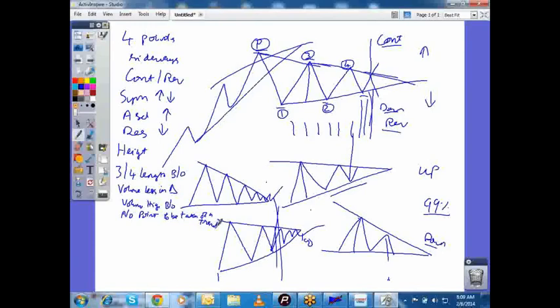I'll show you the example. Ascending, descending. Ascending will break up, descending will break down. Height is the target. And 3/4 length breakout should be there. It should not go towards the apex. Volume should be less during the triangle, and volume should be high on breakout. And no point should be taken of the trend. Okay.